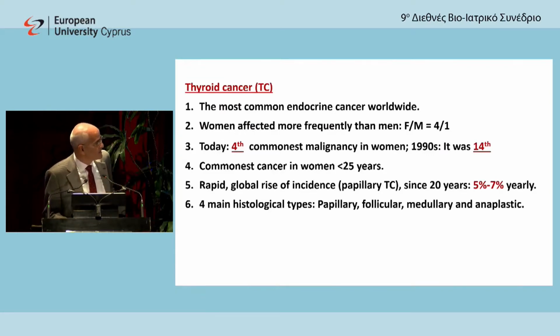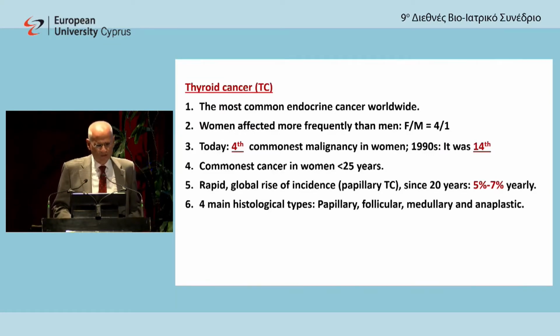Thyroid cancer is the most common endocrine cancer worldwide. Women are affected more frequently than men, with a ratio 4:1. Today it is the fourth most common malignancy in women, while in the 1990s, it was the 14th. So you see the important increase of incidence. It remains the commonest cancer in women less than 25 years old.